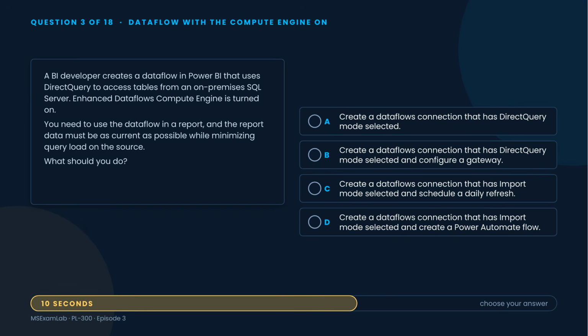What should you do? Your options: A. Create a dataflow connection that has DirectQuery mode selected. B. Create a dataflow connection that has DirectQuery mode selected and configure a gateway. C. Create a dataflow connection that has Import mode selected and schedule a daily refresh. D. Create a dataflow connection that has Import mode selected and create a Power Automate flow. Pause here if you need longer, 10 seconds.